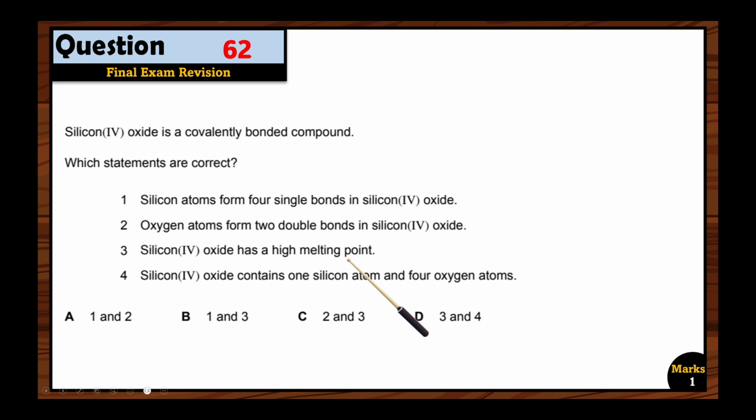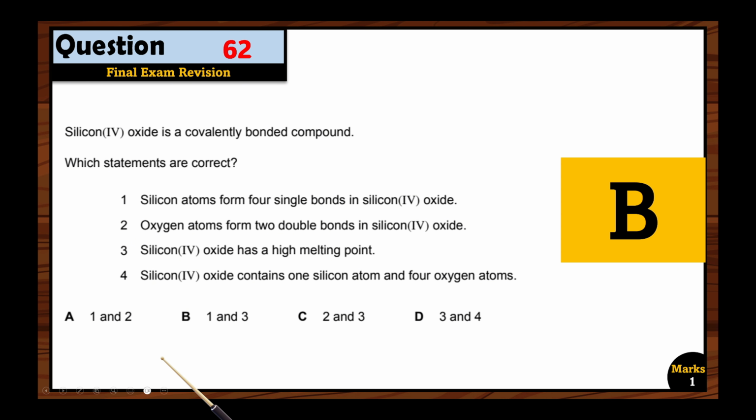Silicon oxide has a high melting point. Yes, silicon oxide contains 1 silicon atom and 4 oxygen atoms. Yes, that's right, because 1 silicon needs 4 oxygen atoms, right? But if you see the formula, it is SiO2. So 1 silicon actually has 2 oxygen atoms, right? So which option is now right? Only we are left with option 1 and option 3. That's why option B is only right.